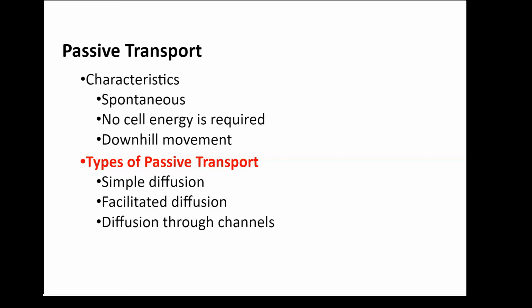We classify passive transport as basically one of three types. And the reason we do this is not that they have different directions, but it's basically referring to how they get across the membrane. So we have three ways we can get across a membrane depending on what molecule we're talking about. Those three types are simple diffusion, facilitated diffusion, and diffusion through channels. And we're going to go through each of those.